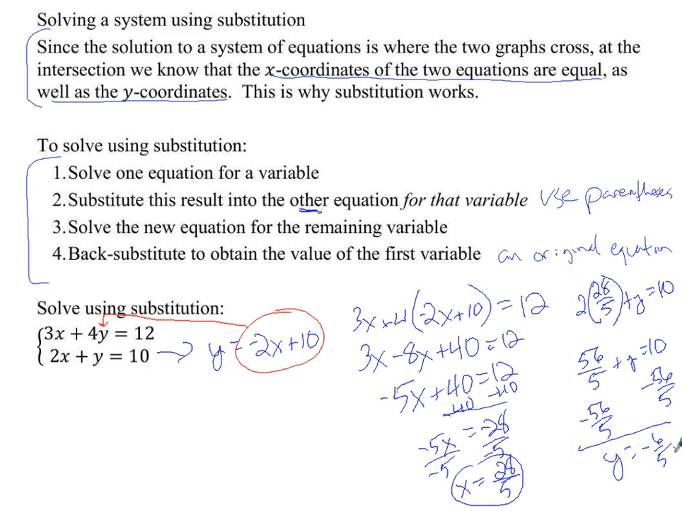Now I know what my x value has to be and what my y value has to be. So now I'm going to write my answer just like we did in the last section as an ordered pair, x comma y. So 28 fifths, comma, negative 6 fifths. Then what should we do? Yeah, check your work.